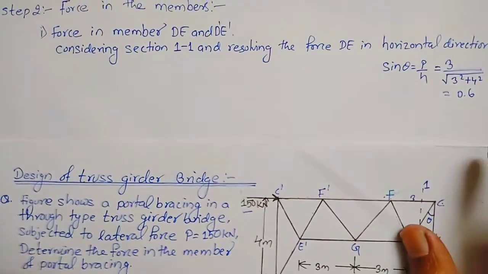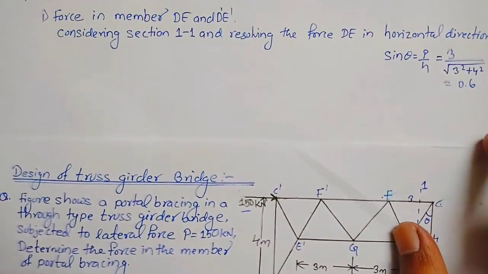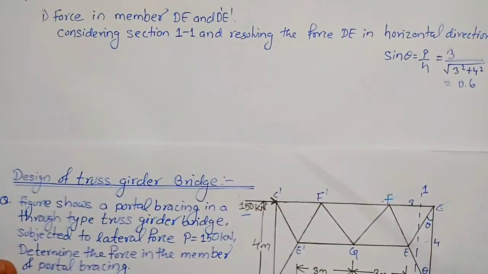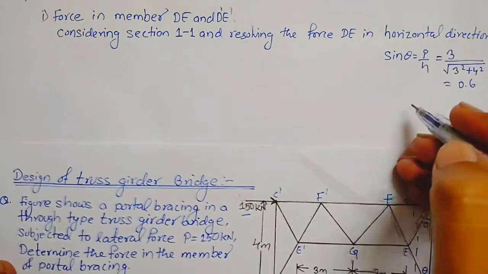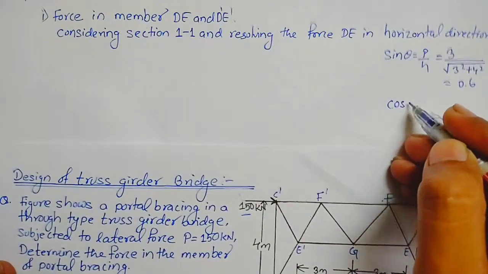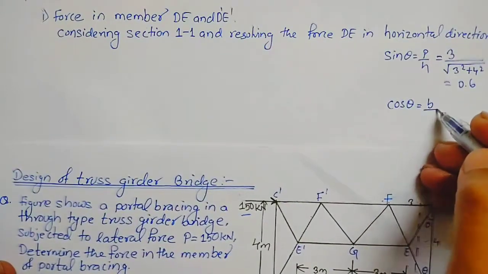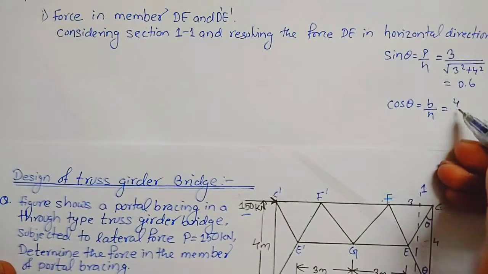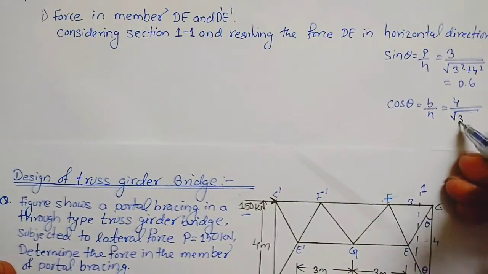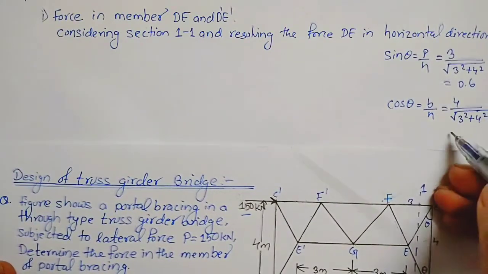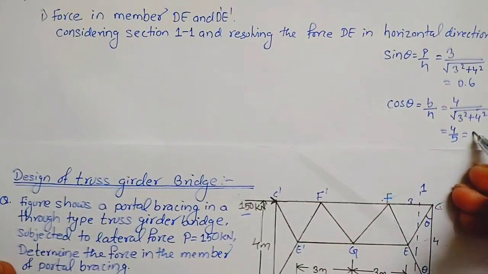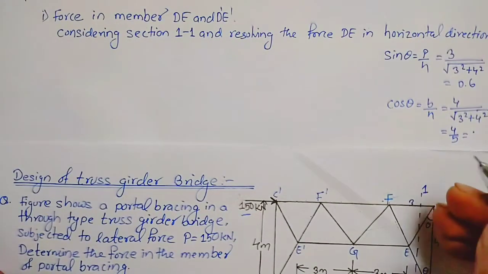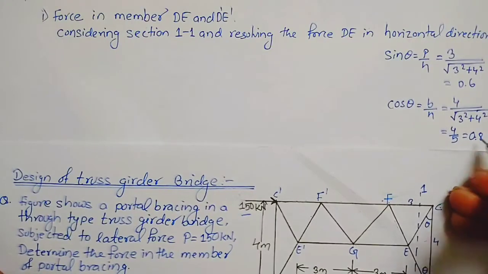Now let us calculate the value of cos theta also, because we will be needing the resolution of the force in the member CE in vertical direction. So in that case we will be using cos theta, and cos theta equals B by H, means 4 by root under 3 square plus 4 square, which will be equal to 4 by 5, and cos theta will be equal to 0.8.